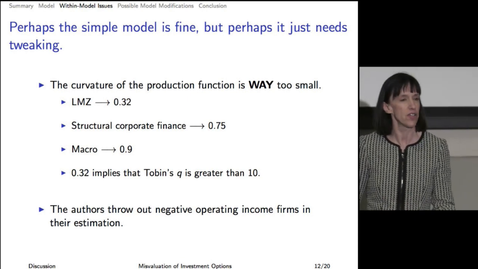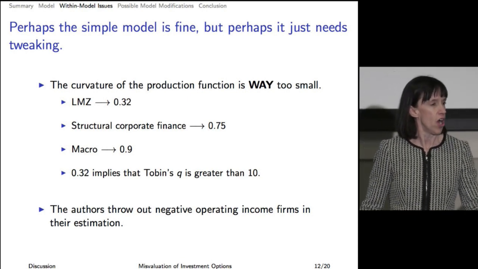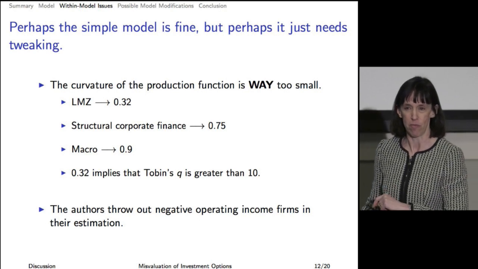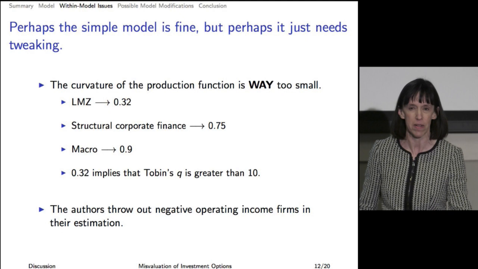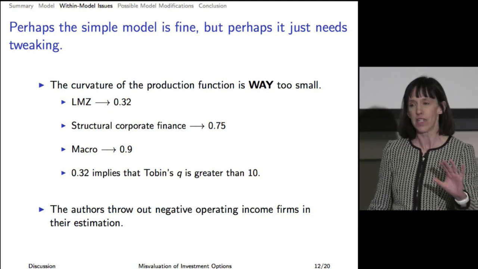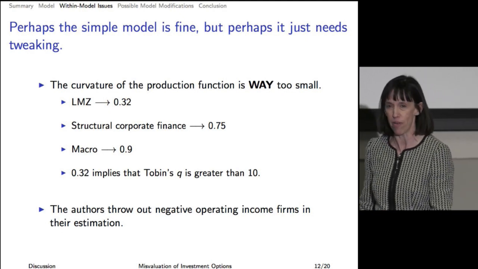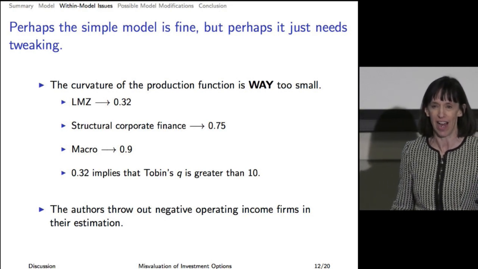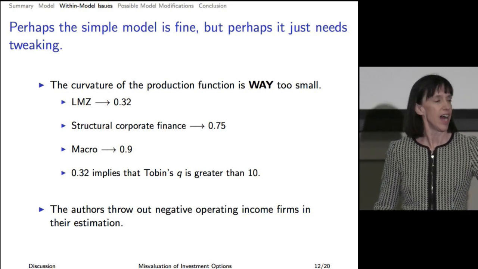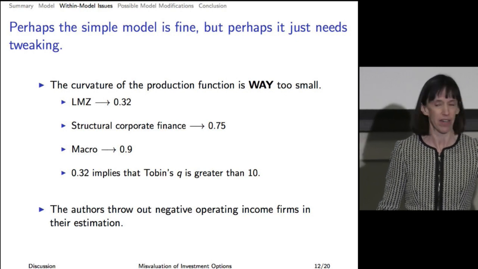The other thing that the authors do is they throw out all of their negative operating income firms. Why do they do that? Because in the model there is no negative operating income, but that's problematic because 25% of firms have negative operating income, and almost all of those are firms that probably have high growth options. I will come back later to a way to fix that.